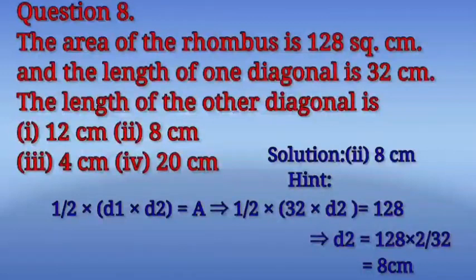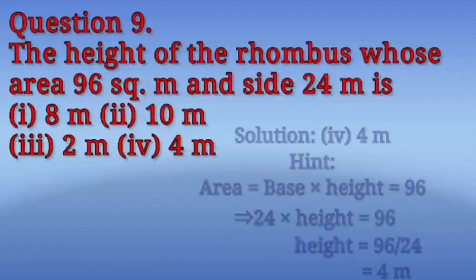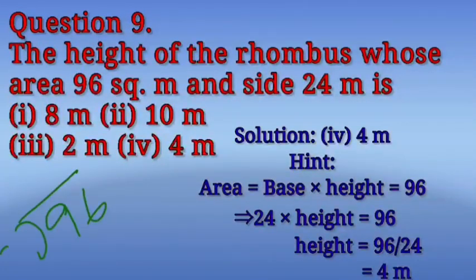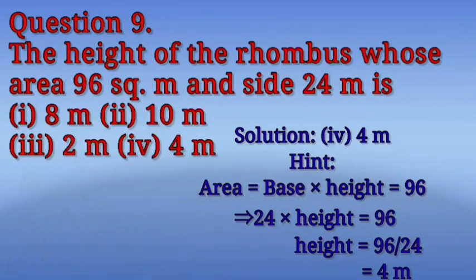Question 8. The area of the rhombus is 128 cm and the length of one diagonal is 32 cm. The length of the other diagonal is 8 cm. Option 2 is the answer. Question 9. The height of the rhombus whose area 96 square meter and side 24 meter is 4 meter. Option 4 is the answer.